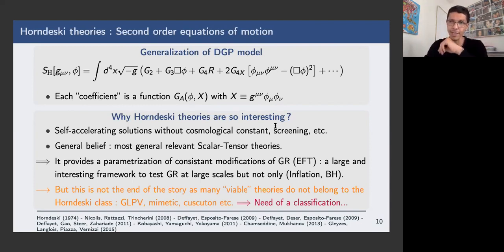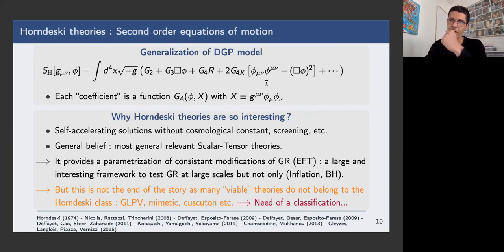We also have screening mechanisms that can come with these theories. So this means that we recover the solar system. I mean, inside some region, the effect, I mean, we recover general relativity, roughly speaking.